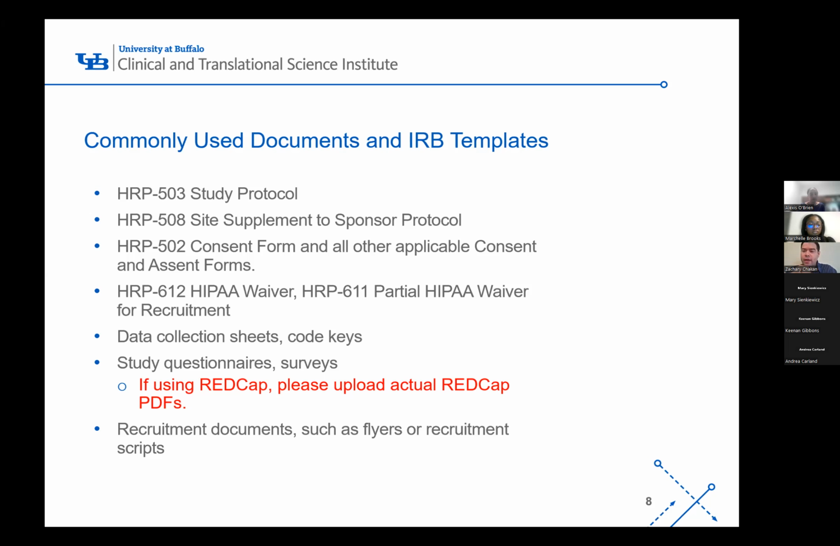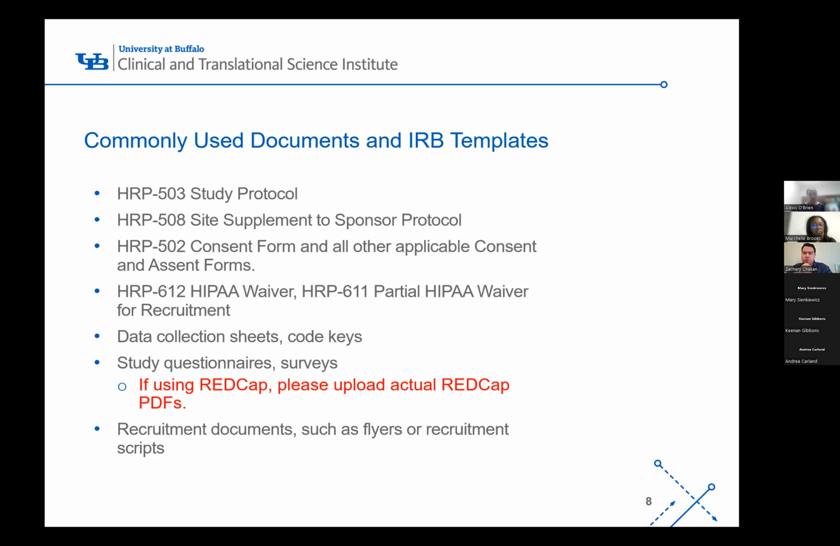We also have a retrospective chart review only protocol that is used for medical retrospective chart reviews that we ask that you use instead of the 503. It's called the 503R. But every study that comes in Click should have some version of the 503. Sometimes if you are doing a sponsored study where there's a 500-page sponsored protocol, you have that main protocol in your submission, but we have a 508 site supplement where only UB specific details are included. So we require that in those cases.